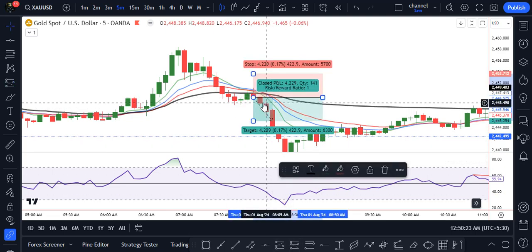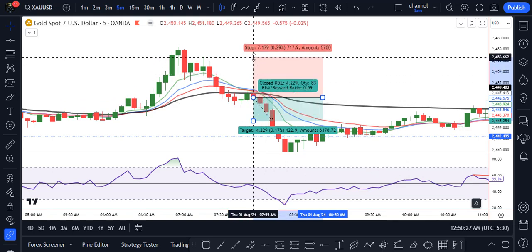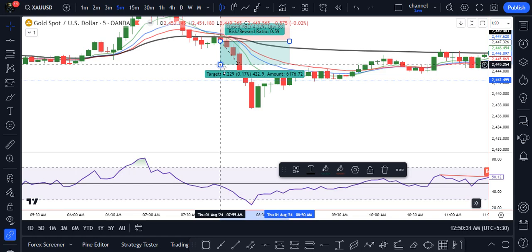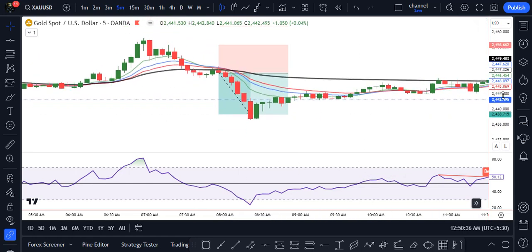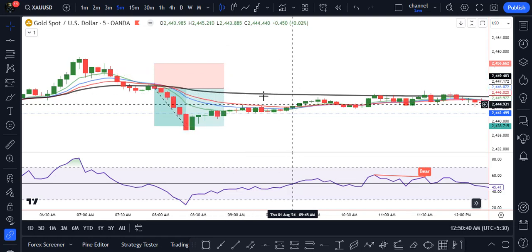So this would have been our entry over here, and our stop loss would have been at the previous high. You have to take 1 is to 1.5. So this would still have been a really good trade, as you can see.